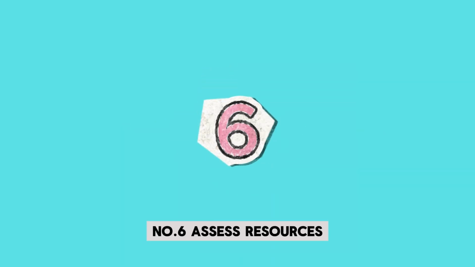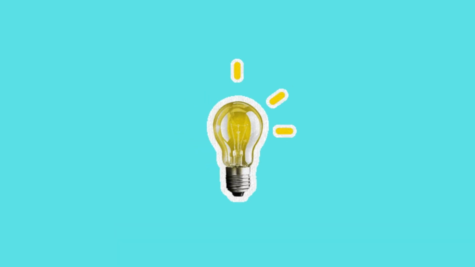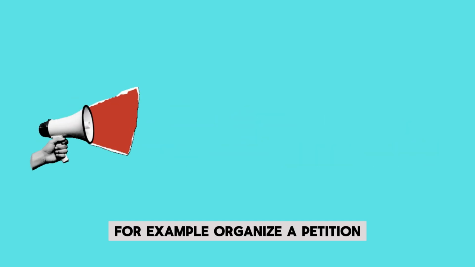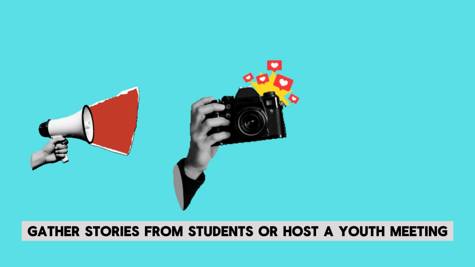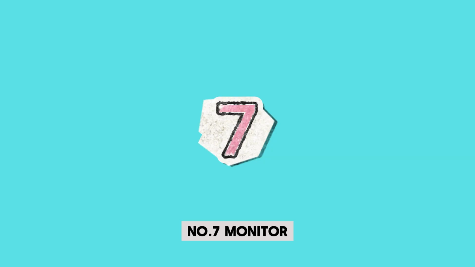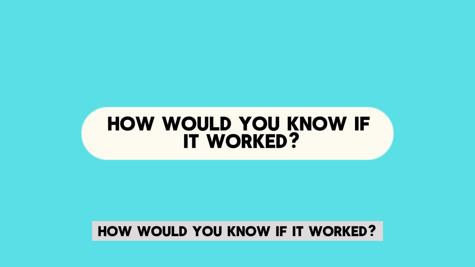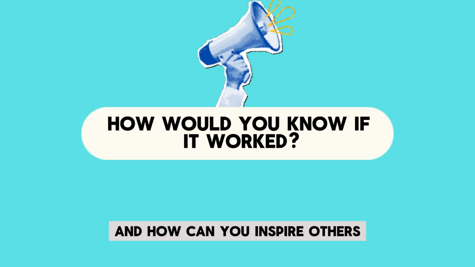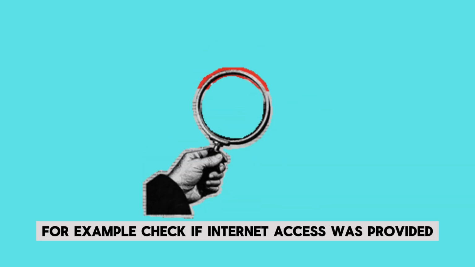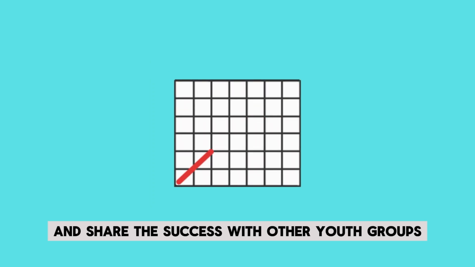Number 6, assess resources, choose tactics, and implement. What do you have and how will you act? For example, organize a petition, gather stories from students, or host a youth meeting. Number 7, monitor, evaluate, and share with others. How will you know if it works? And how can you inspire others? For example, check if internet access was provided, document the progress, and share the success with other youth groups.